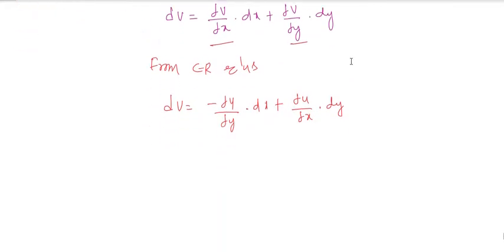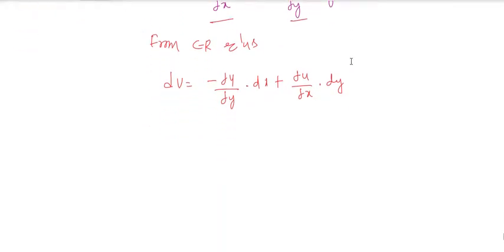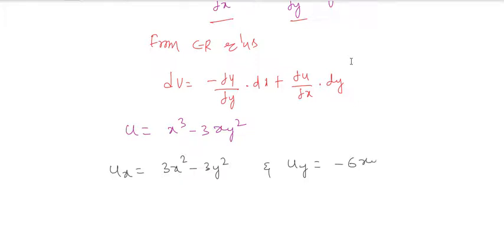Yeah. So what is u they had given? That is the method. That's all. Nothing more than that. So u will be x cube minus 3xy square. For this, what is your ux? ux will be 3x square minus 3y square, and uy will be what? uy will be minus 6xy.